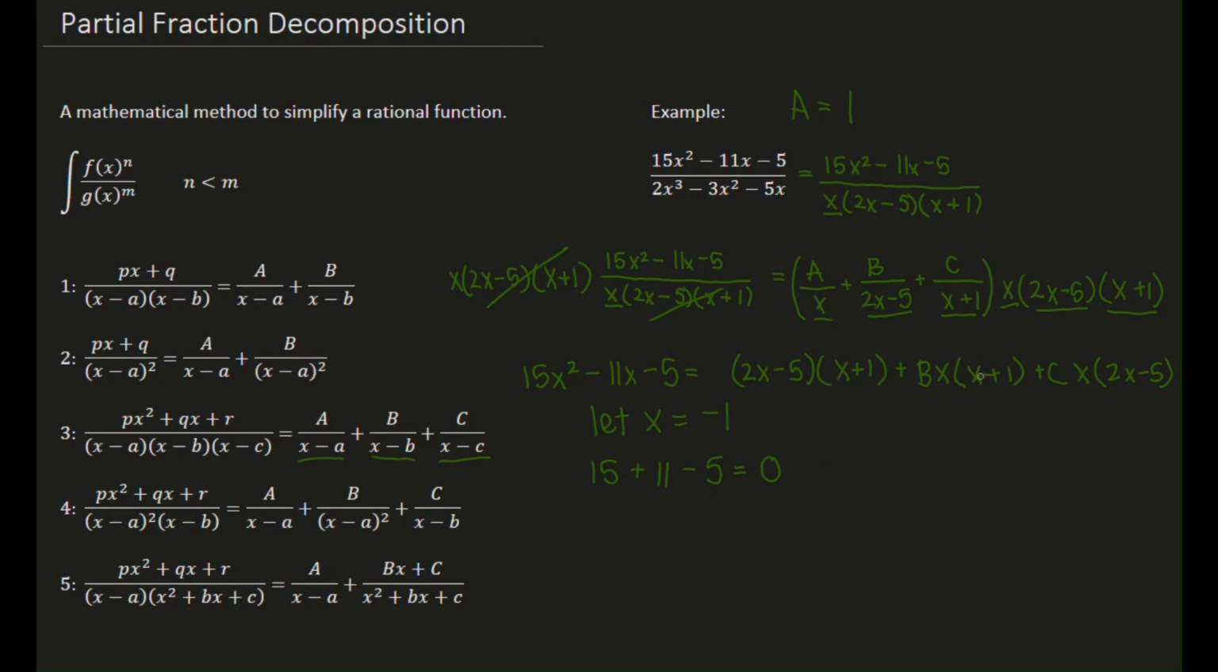And then I have plus c times negative 1 times 2 times negative 1 minus 5, which gives me negative 7. Then I get 21 on the left-hand side equaling 7c. So c equals 3.